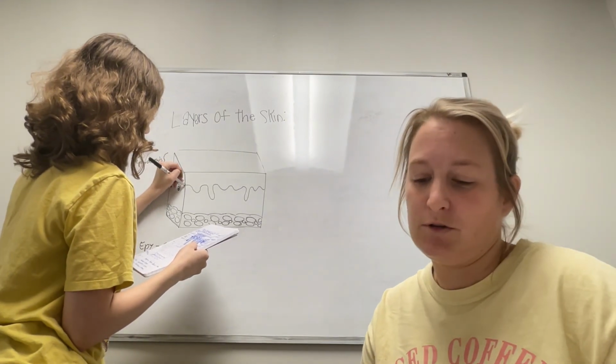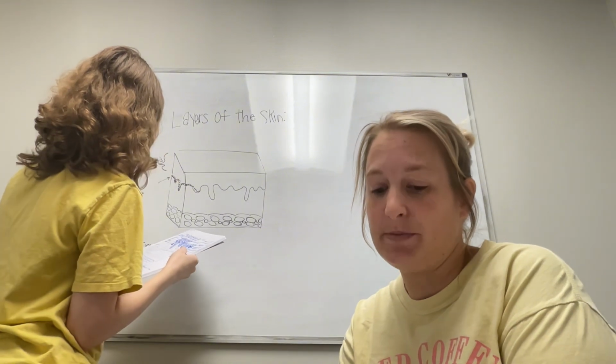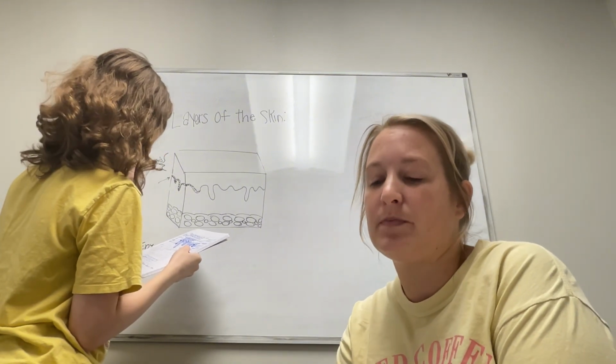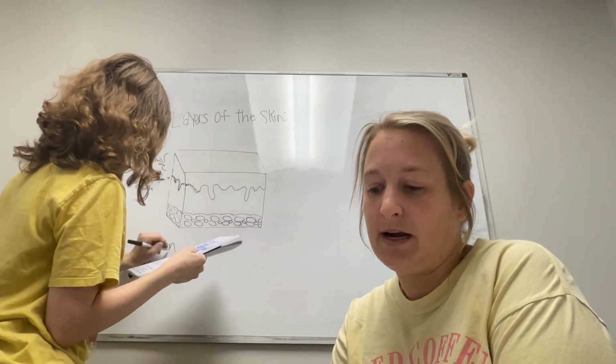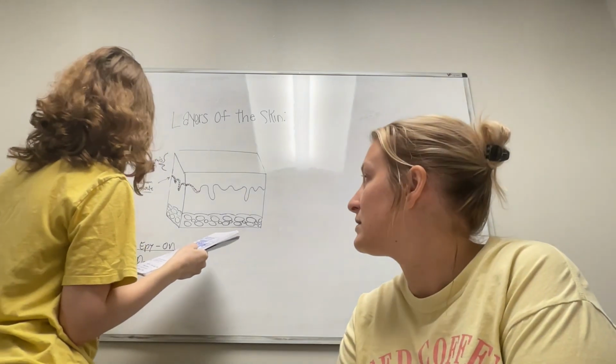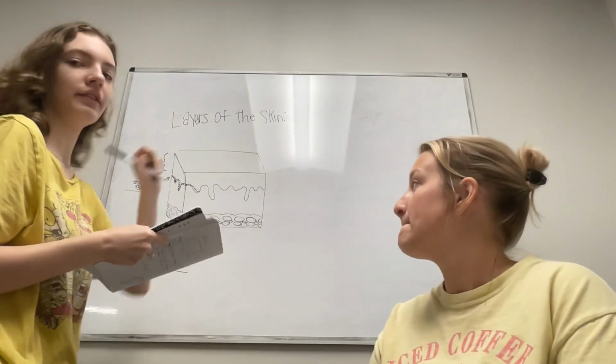We're now going to go to the stratum basale. It is the base layer, or the deepest layer, that makes up skin cells. It activates dividing cells. It has keratin and different kinds of proteins. And they all follow along this one line all across this one layer.